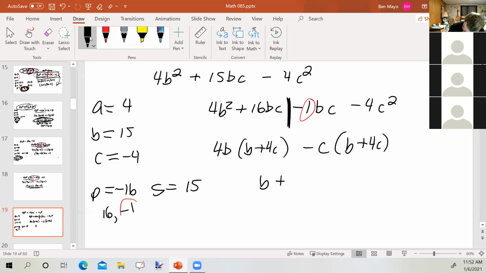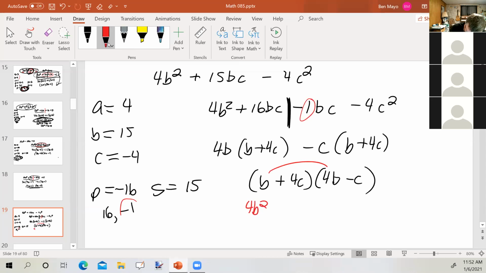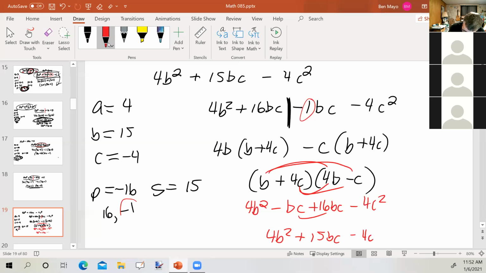So now I've got b plus 4c times 4b minus c. Let's check our work. B times 4b is 4b squared. B times minus c is minus bc. 4c times 4b is 16bc. And 4c times -c is minus 4c squared. Combining like terms, 4b squared plus 15bc minus 4c squared, and it checks.